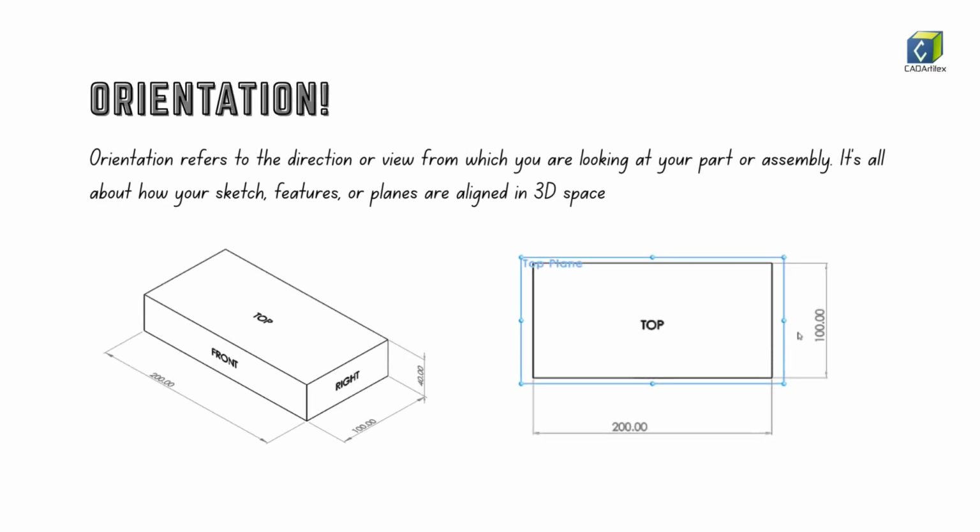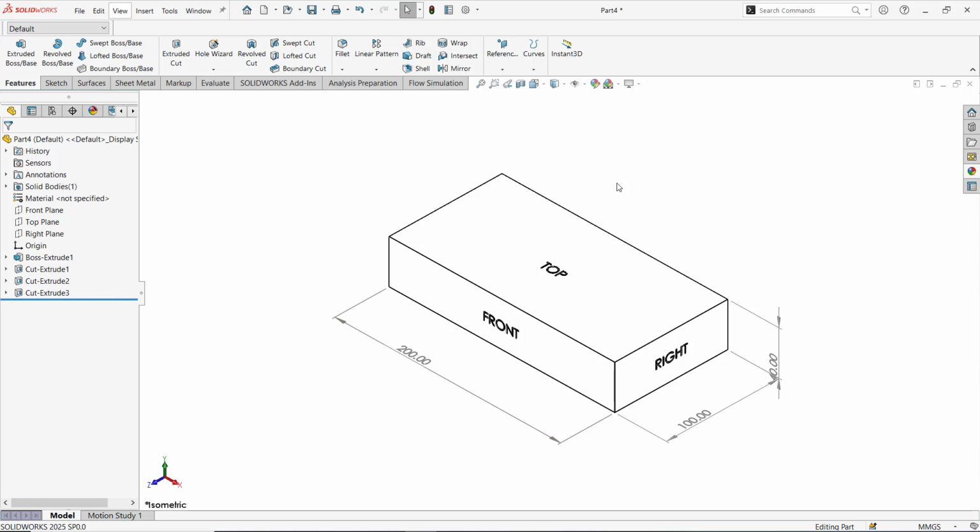Next, think about the orientation of the feature you want to define. Orientation refers to the direction or the view from which you are looking at your part or assembly. It is all about how your sketch, features, or planes are aligned in 3D space. Like here, we have this simple model that is a cuboid. Now, if we observe here, the length is 200 mm, the width is 100 mm, and the height of the model is 40 mm.